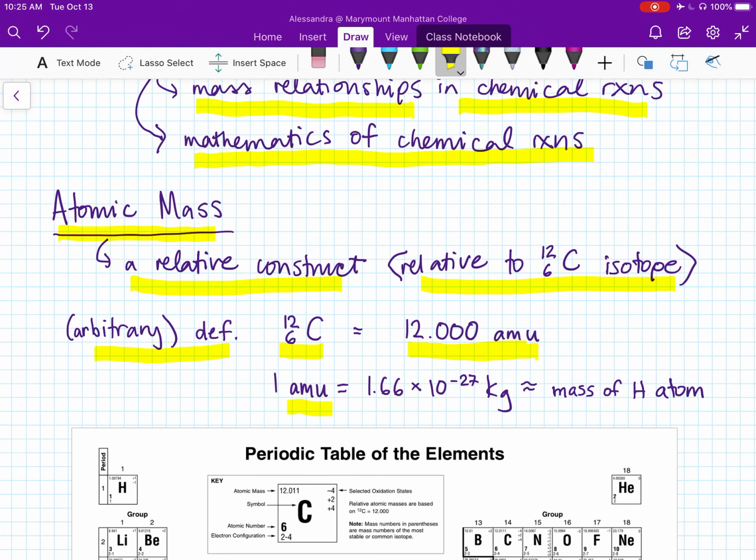Now, an atomic mass unit, or an AMU, is an infinitesimally small mass. It is approximately the mass of a hydrogen atom, which is approximately 1.66 times 10 to the minus 27 kilograms. Now, you know that a hydrogen atom really is just going to be about the mass of a proton. So this is approximately equal to the mass of a proton, which we also know is approximately equal to the mass of a neutron, just to give you an idea of what an atomic mass unit is.